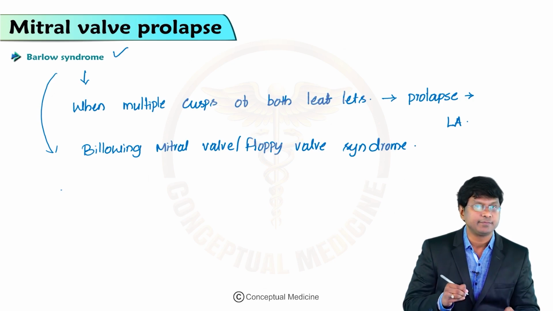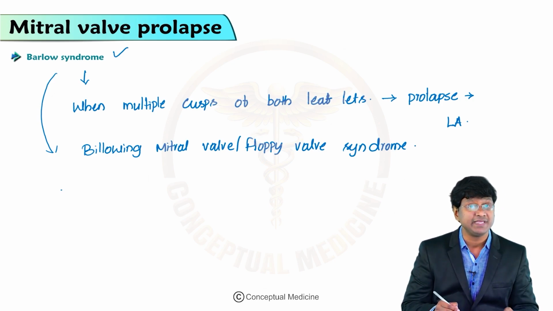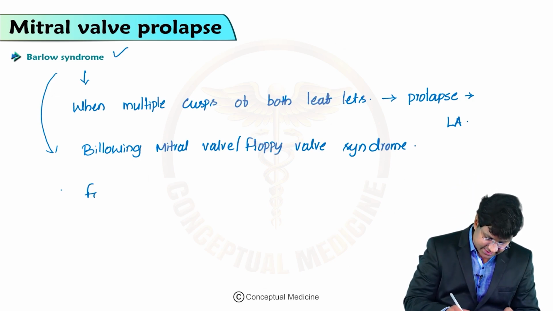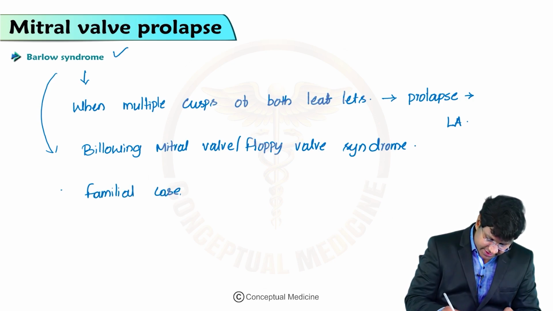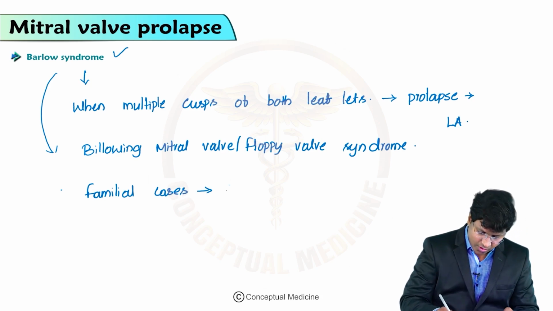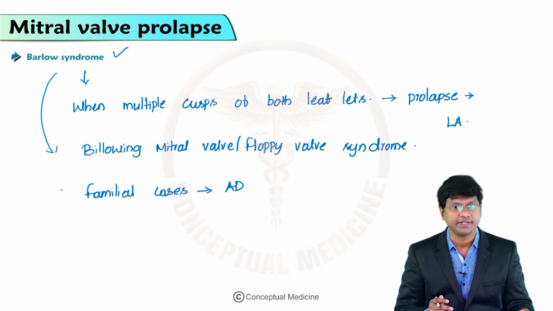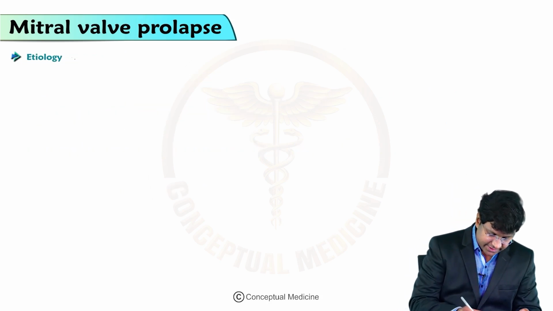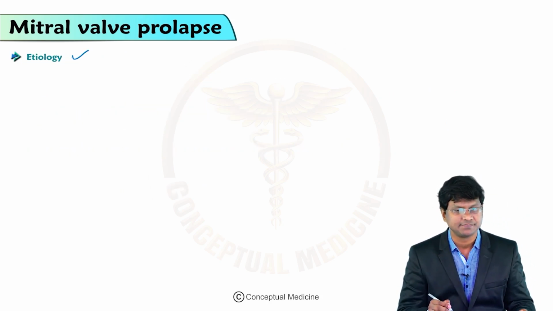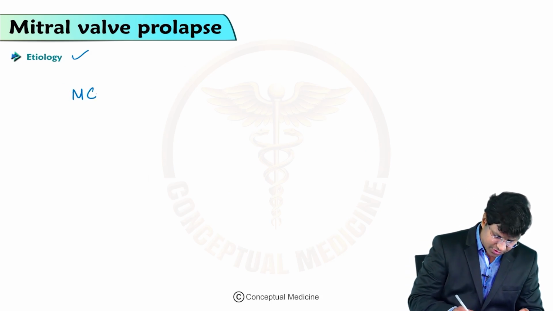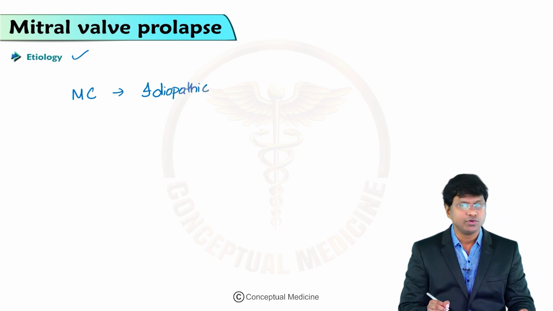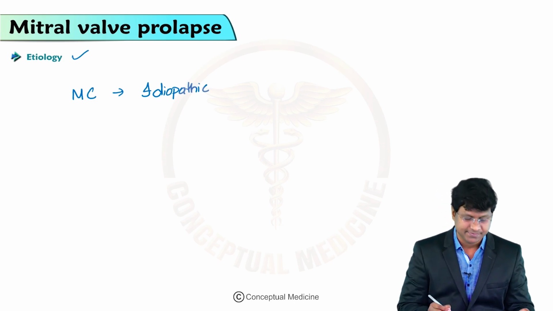And this mitral valve prolapse is inherited in familial cases. And what is the mode of inheritance in the familial cases? That is autosomal dominant inheritance. Then, if you take the etiology of mitral valve prolapse, the most common cause is idiopathic. We don't know what exactly is the cause for mitral valve prolapse.